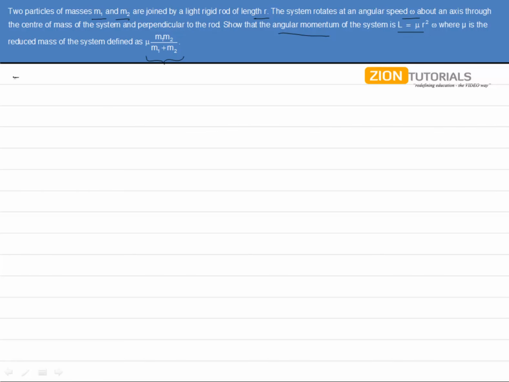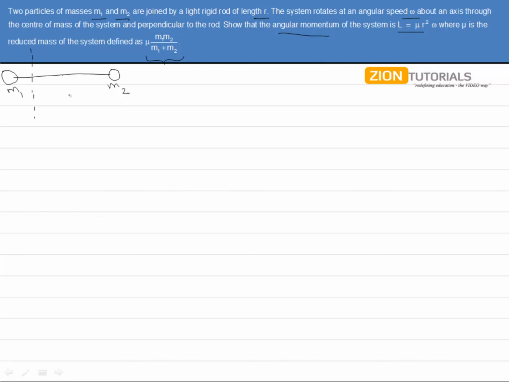Now here we are having a rod that is attaching two particles of masses m1 and m2. Let m1 be greater than m2, then the center of mass will be shifted to the left side of the center. So let that axis be this one.